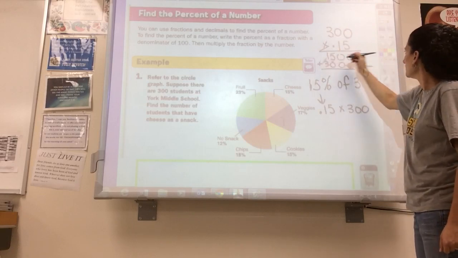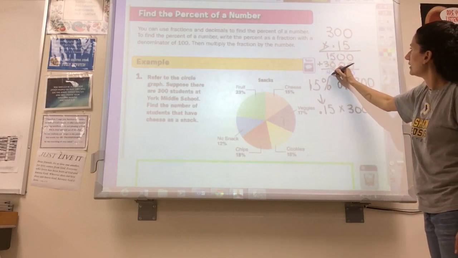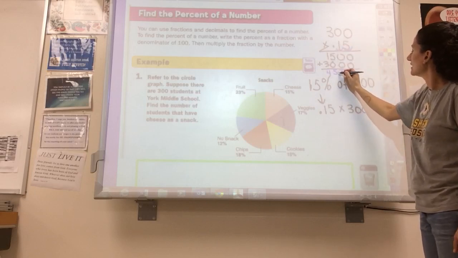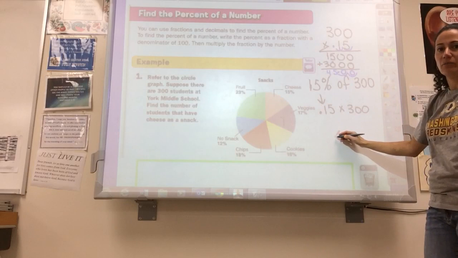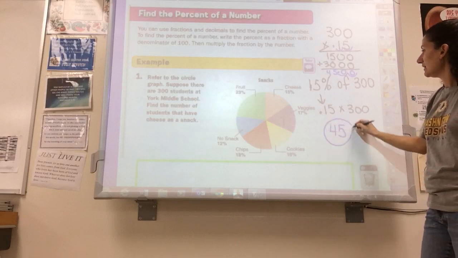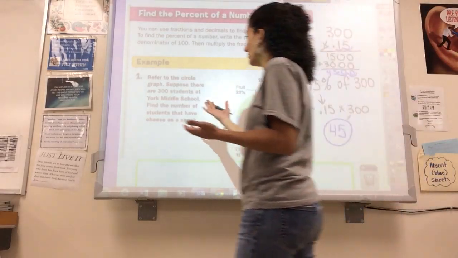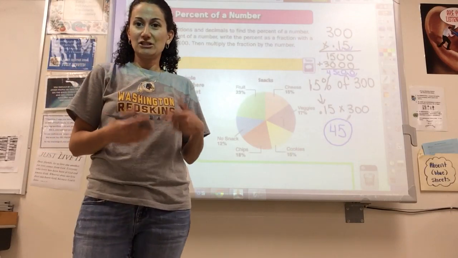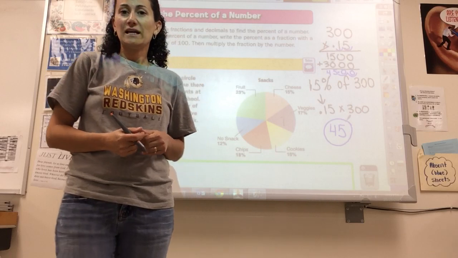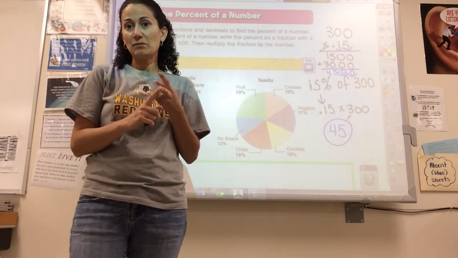I'm going to add those up. So 0, 0, 5, and 4. Now I'm going to place my decimal. 1, 2. 1, 2. And my answer is 45.00. That is the same thing as 45. That tells me that 45 students out of these 300 at York Middle School are actually eating cheese as a snack. That's how you find the percent of a number. Pretty simple. It involves 2 skills we've already learned: changing percents to decimals and multiplication.